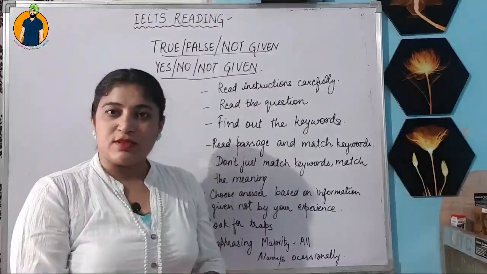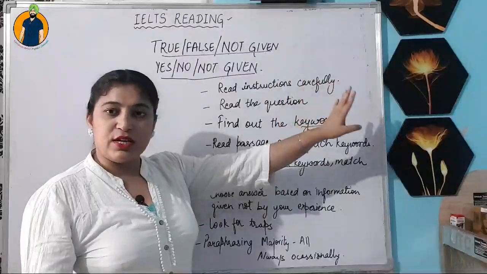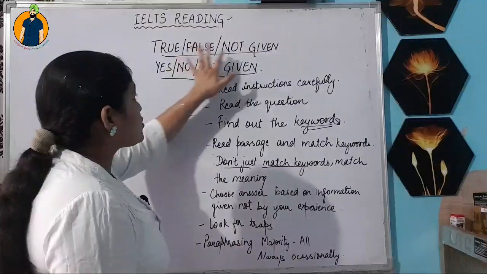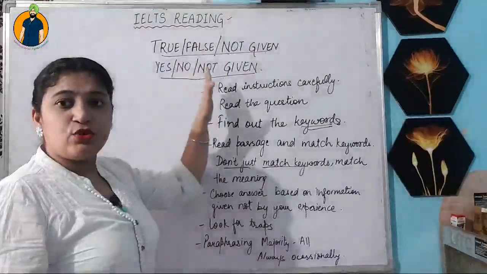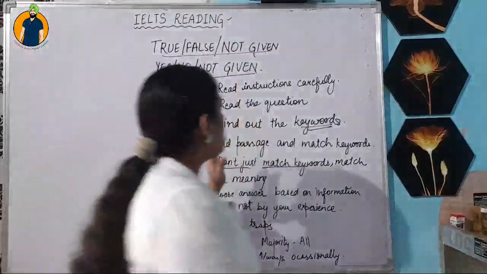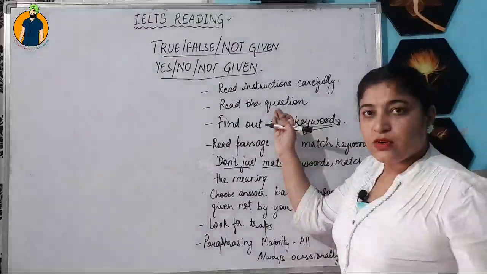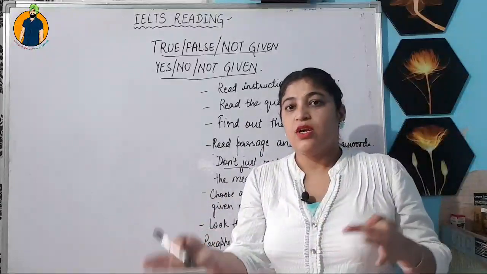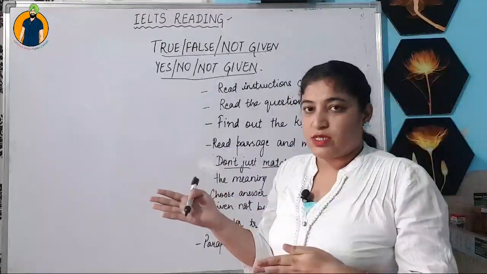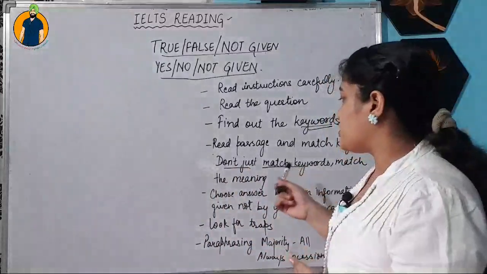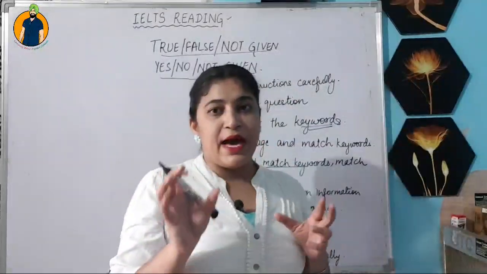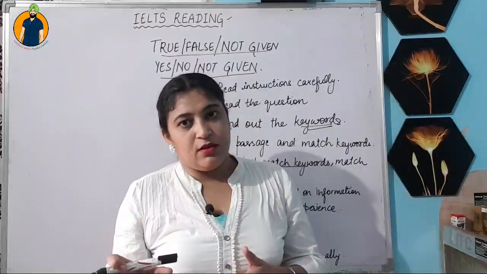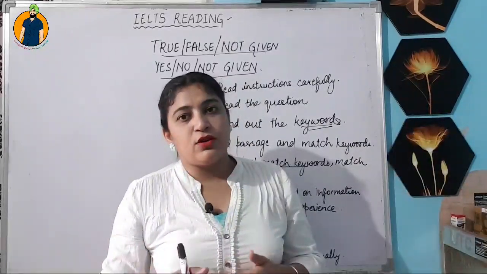Okay friends, let's start with the strategies which are applied to solve true false not given or yes no not given questions. First of all, read the instructions carefully, whether you have to write true false not given or yes no not given. Then go to the first question, read the question, find out the keywords, and then go back to the passage and find out the keywords. And in these question types, you don't just match the keywords, but you have to match the actual meaning so that you can answer your questions correctly.